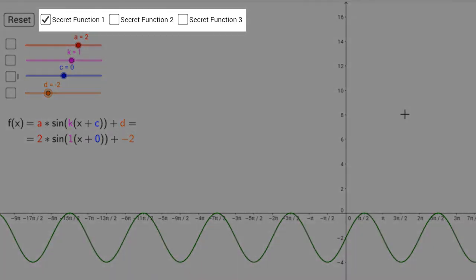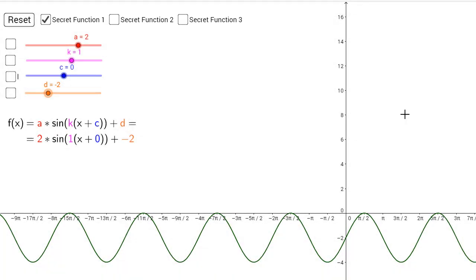But I actually got 2 more secret functions. At the same time I don't want to bore you, so I will just link this program that is free to use in the description, so you can play around with it yourself. And please let me know in the comments if you tried it and managed to solve the other secret functions.